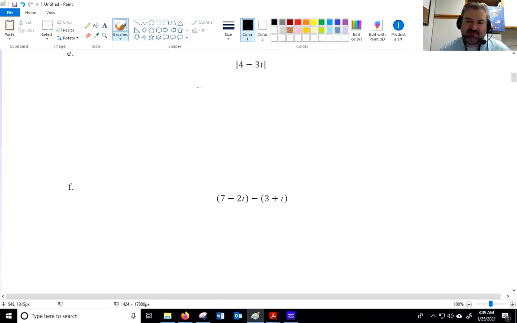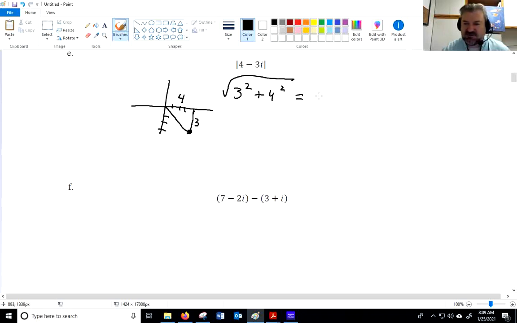The absolute value is best visualized by graphing. 1, 2, 3, 4, negative 3i is right here. The distance from 0 is the absolute value. This is a length of 4, and this is a length of 3. This is our 3, 4, 5 Pythagorean triple. 3 squared plus 4 squared, square rooted, is 9 plus 16, is the square root of 25. So the answer is 5.